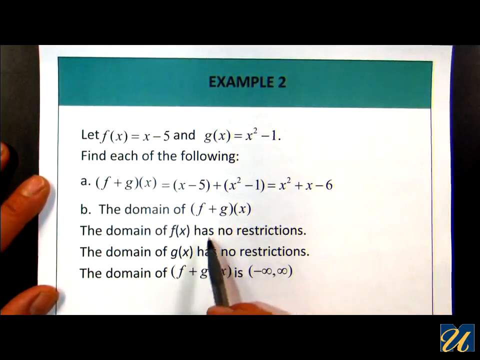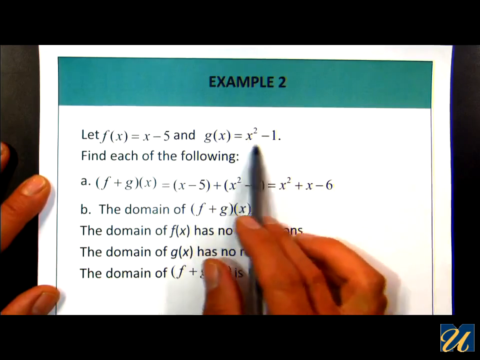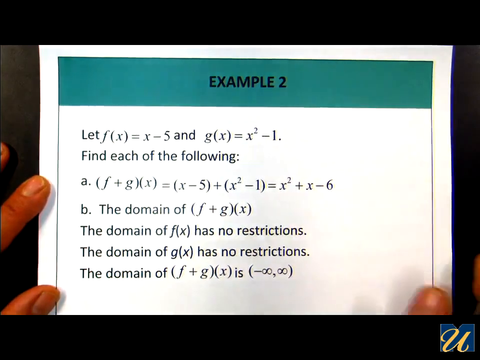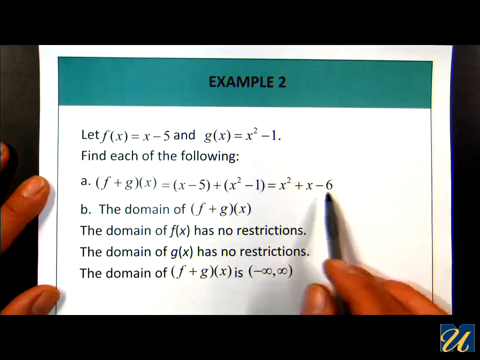Well, f of x has no restriction. It's polynomial. It's defined for all values of x. This one has no restrictions. It's defined for all values of x. Therefore, the new function created also has no restrictions.